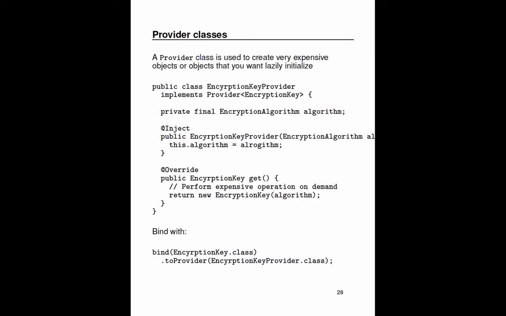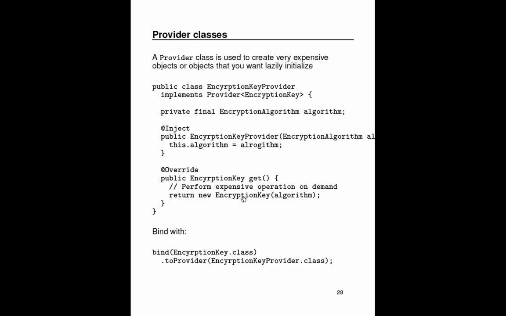It'll wire some things. It'll invoke all those provider methods on the module and create it all that way. And that's usually okay, but maybe there are some things that you want to load on demand. For those things, instead of doing it at initialization time, you can do it with a provider. So here's a class called Encryption Key Provider, which implements a provider of encryption key. It's going to have a get method that returns an encryption key and performs some expensive operation.